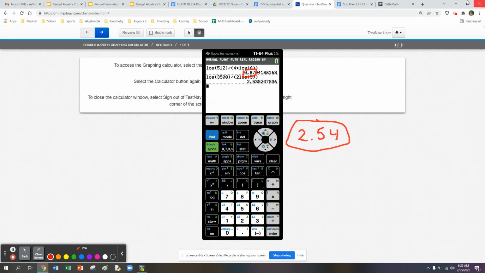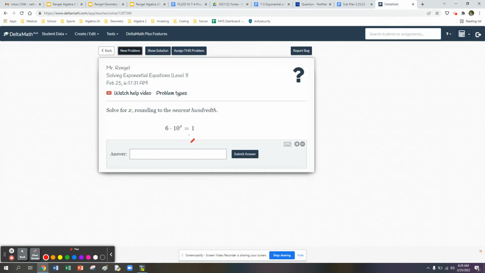Now lastly, heading to the Delta Math problem. So we will see a little bit of a variation of these exponentials. Looking at this first problem, I've got 6 times 10 to the x. Well, my exponent needs to be isolated first. So I'm going to divide both sides by 6. Then I'm going to rewrite that problem as 10 to the x equals 1/6.